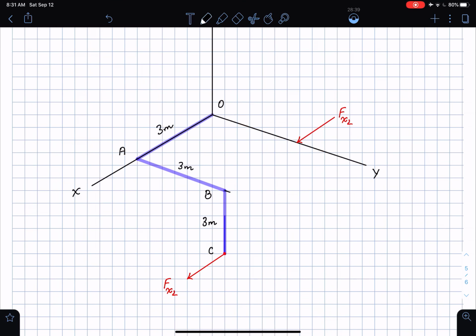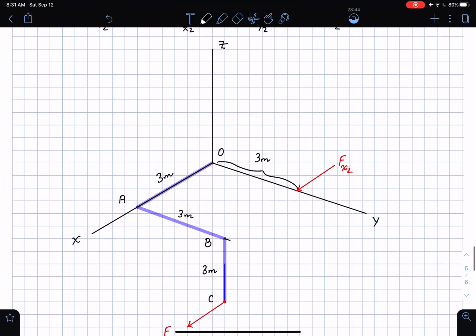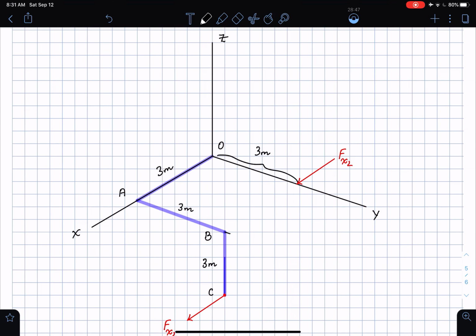And then you'll notice that this distance is given to me as 3 meters, which means that the moment of Fx2 about the point O is going to be Fx2 times 3. And if you use the right hand rule, this moment is going to be pointing along the negative z direction. So this is going to be Fx2 times 3.